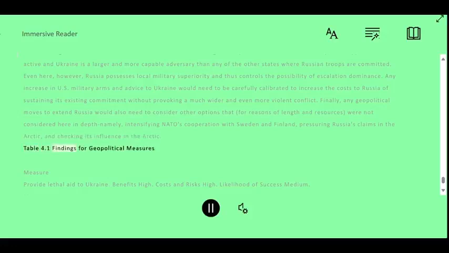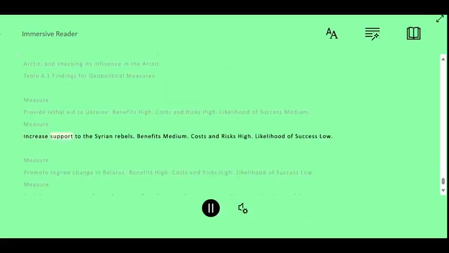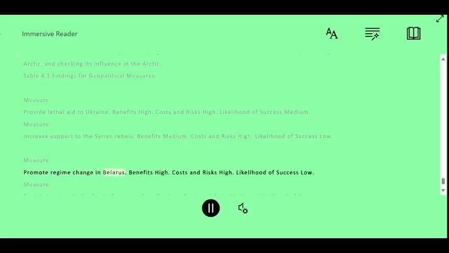Table 4.1. Findings for geopolitical measures. Measure: provide lethal aid to Ukraine. Benefits high, costs and risks high, likelihood of success medium. Measure: increase support to the Syrian rebels. Benefits medium, costs and risks high, likelihood of success low. Measure: promote regime change in Belarus. Benefits high, costs and risks high, likelihood of success low.